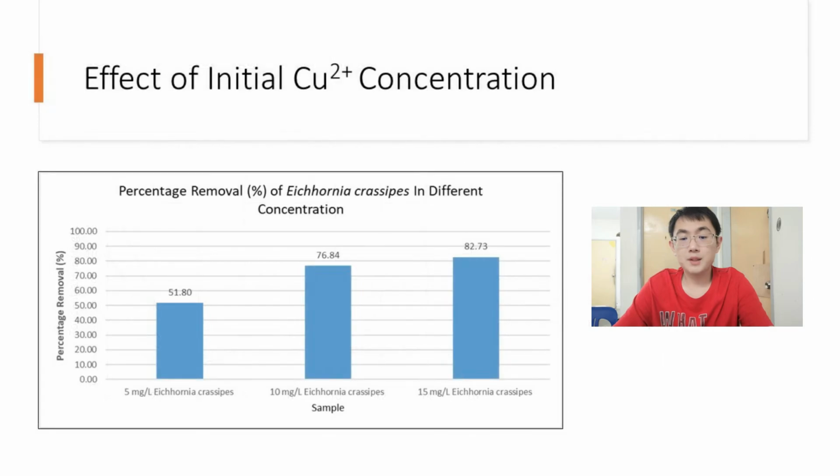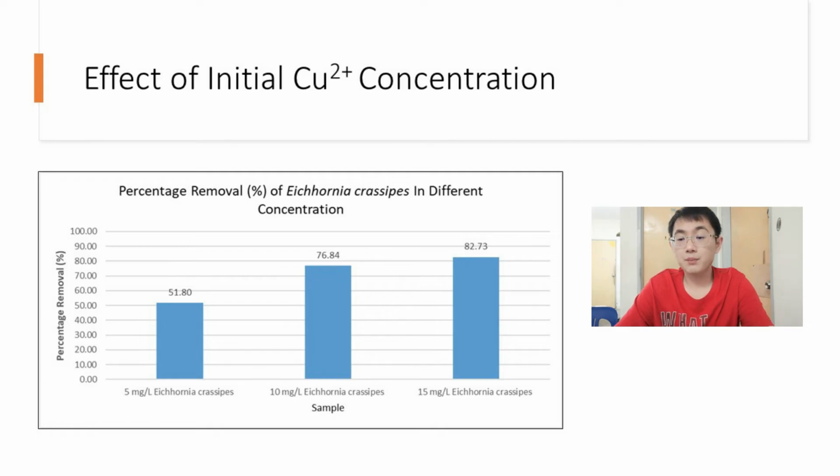The figure shows the percentage removal of Echronia crab size in different concentrations, which are 5 mg per liter, 10 mg per liter, and 15 mg per liter. For the study on the effect of concentrations, 3 different water samples containing different copper-2 ion concentrations were prepared based on the procedure stated in the methodology part. Based on the graph plotted, copper-2 ion with a concentration of 15 mg per liter has the highest percentage removal as compared with the others.